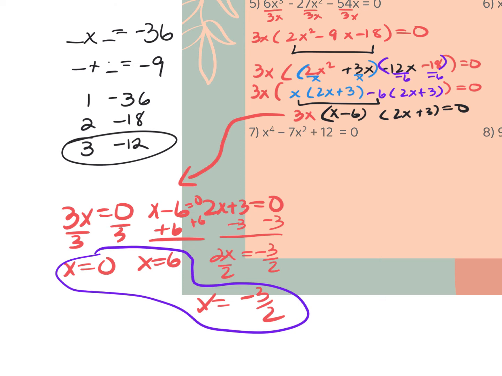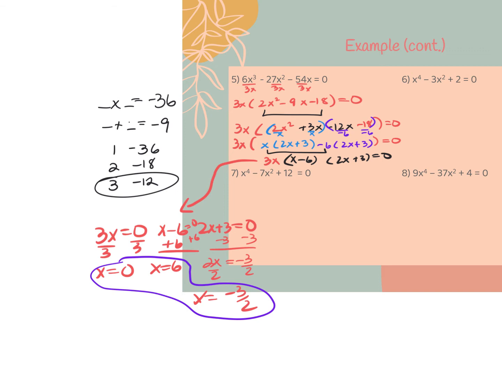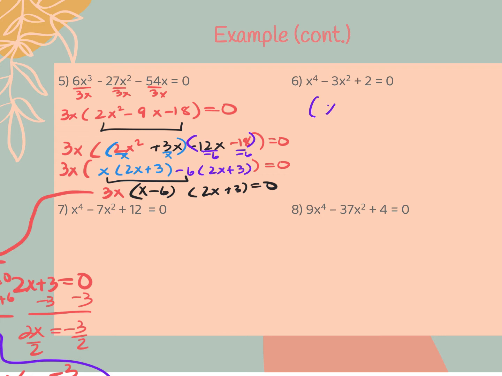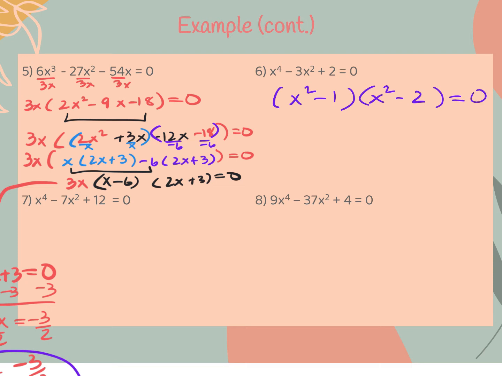For number 6, even though it's raised to the 4th power, I can actually just factor that into x squareds. So let's try number 6. So what I can do here is the x to the 4th becomes x squared and x squared. And then the factors of 2 are 1 and 2. But they both have to be negative in order to get a negative 3 in the middle. So now set each of the factors equal to 0.